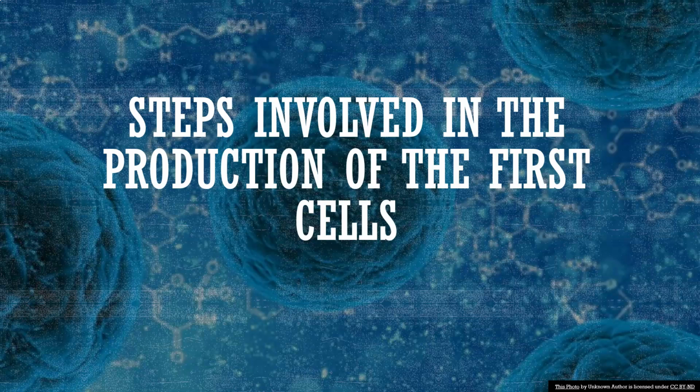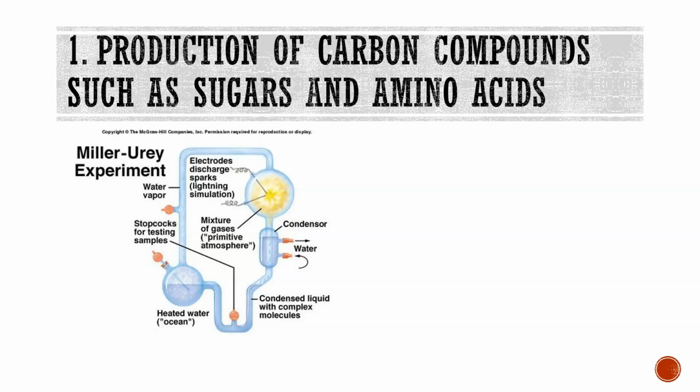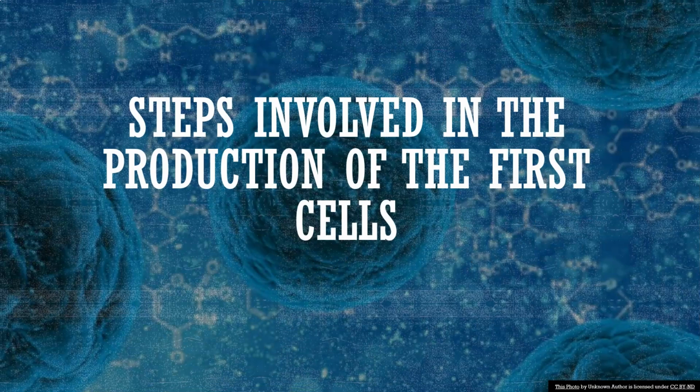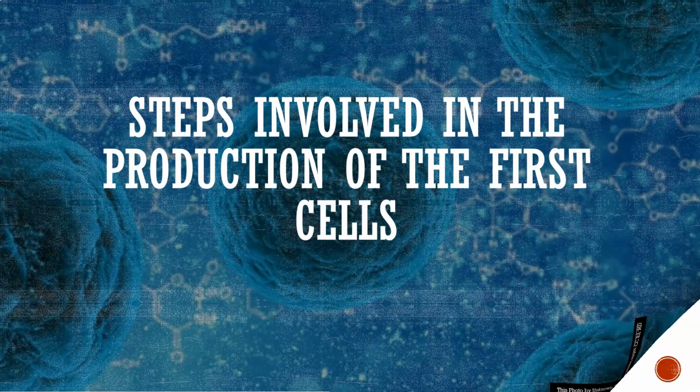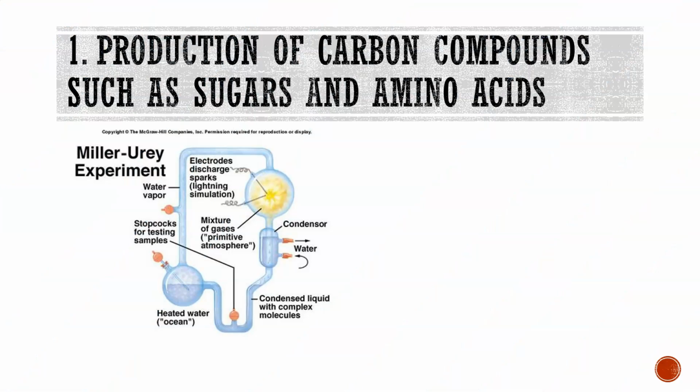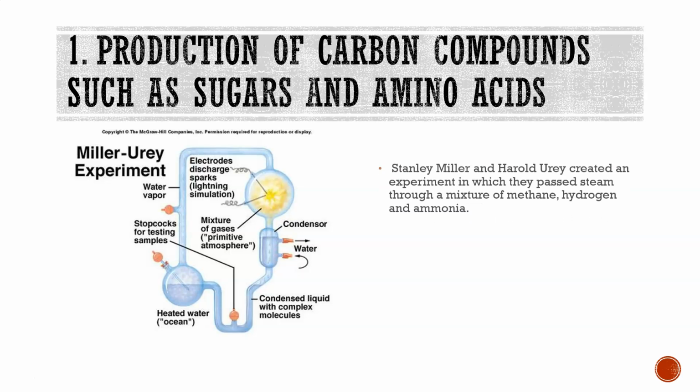Okay, so steps involved in the production of the first cells. There's 4 parts to this. The first one is the production of carbon compounds, such as our sugars and our amino acids. Now all this would probably mean a bit more to you now that we've done the start of our unit 2, topic 2, sorry. So thinking about the steps involved in the production of the first cells, first of all, we needed to get carbon compounds such as sugars and our amino acids.